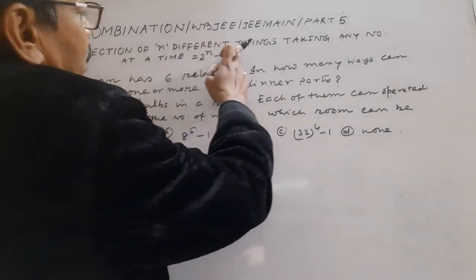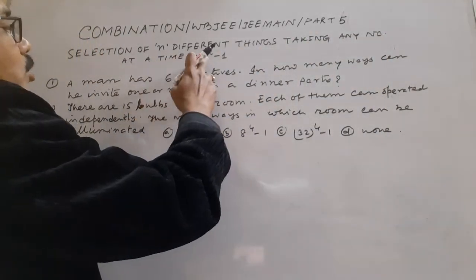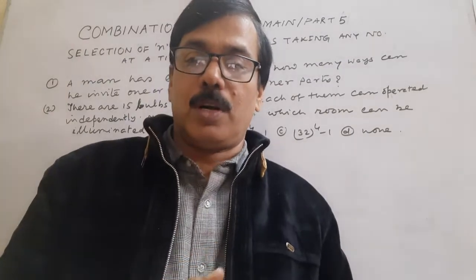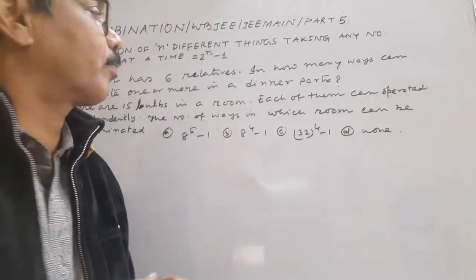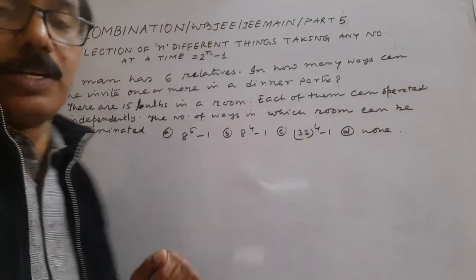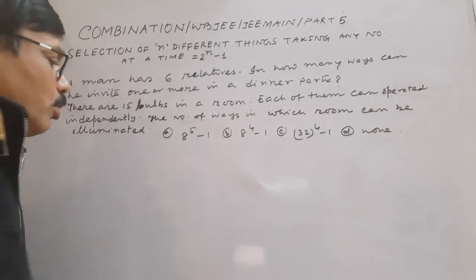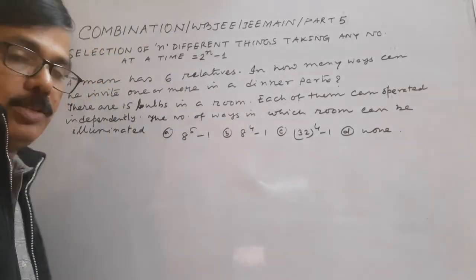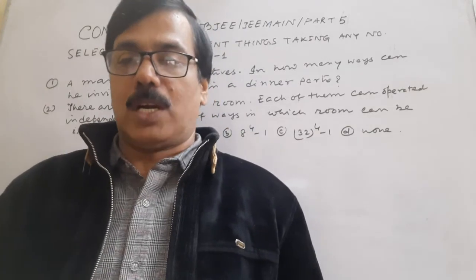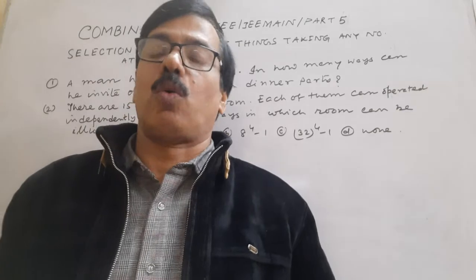Selection of n different things taking any number at a time equals 2 to the power n minus 1. So any number means we can take at least one, that is 1 at a time, 2 at a time, 3 at a time, or all at a time.